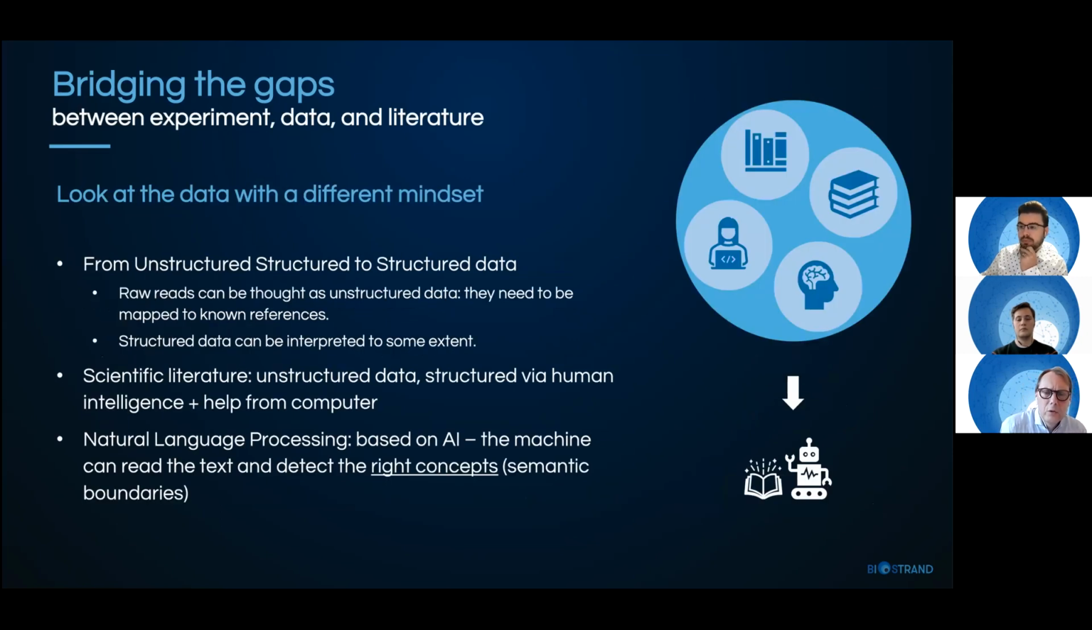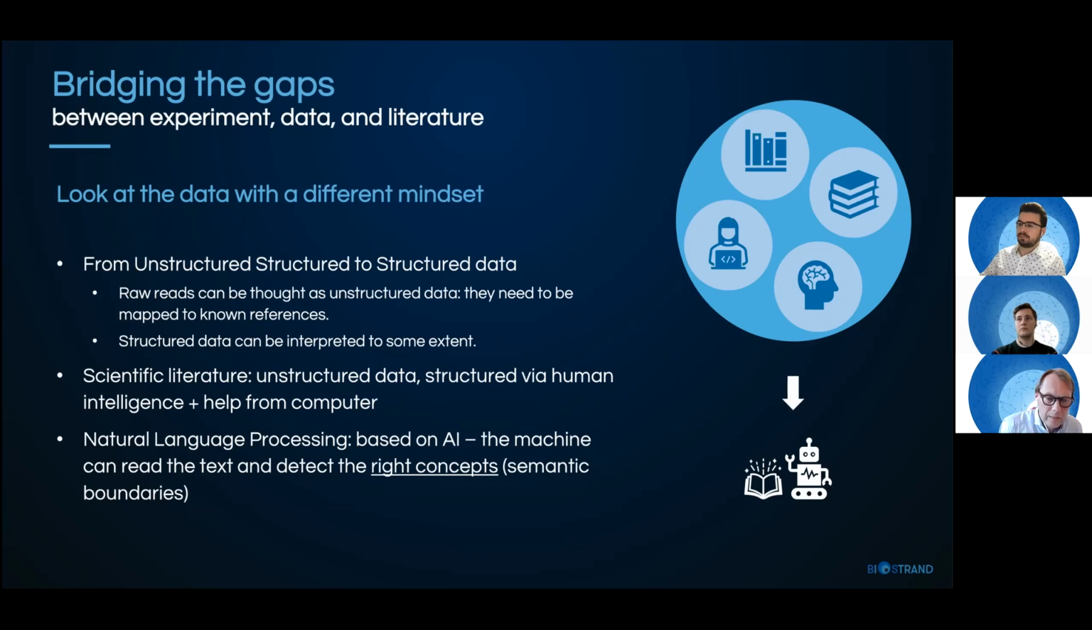So that means you really need to look at the data with a different mindset. We need to structure the unstructured data into a structured format so that computers can work with it. For instance, the raw reads need to be mapped to the references. And also the scientific literature is fully unstructured, so you can only read through it and understand it by the human or with the help of your computer. And that's the exact place where natural language processing can come in.